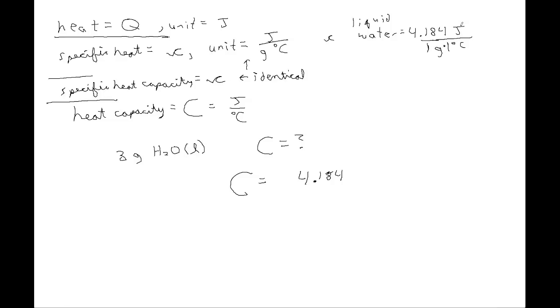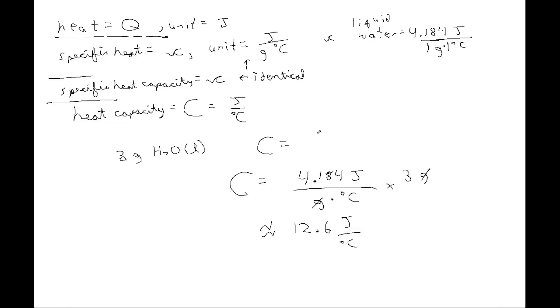If you did that, you would end up with units of joules per gram per degree Celsius, which is not the right units. So we need to start with the specific heat. Then we multiply it by 3 grams. That way the grams cancel, and you get a total of 12.5 joules per degree Celsius. 4.184 times 3 is approximately 12.6. Now the units cancel nicely, and we get the units we want.